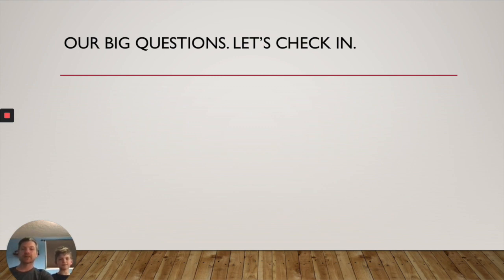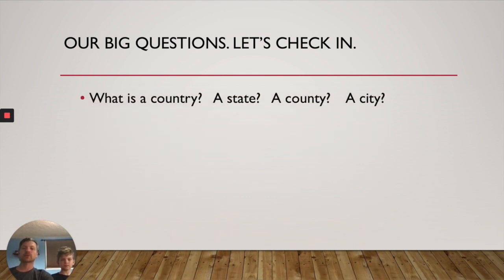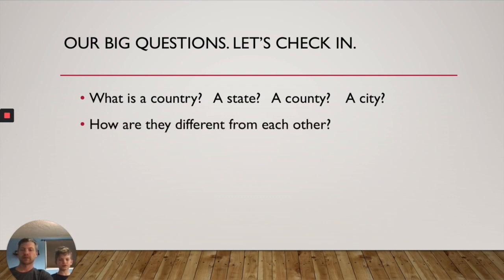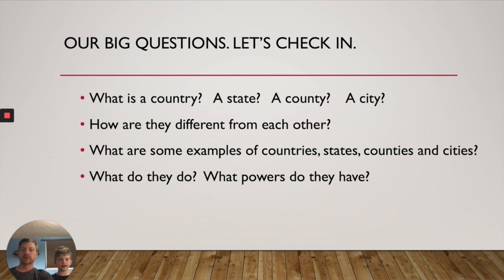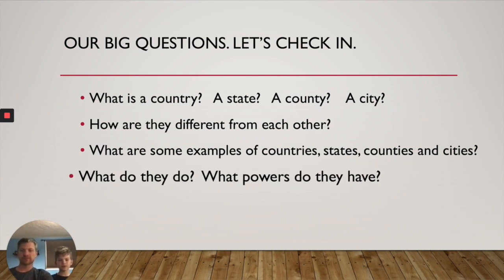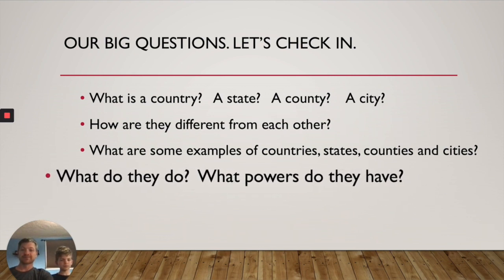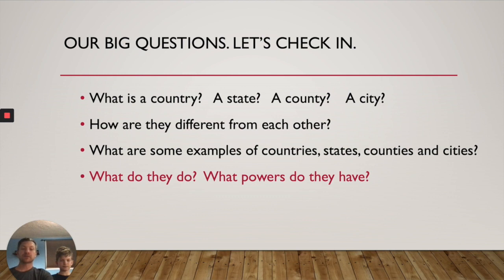All right, so let's check in back at our big questions. You want to read them? Sure. What is a country, a state, a county, a city? How are they different from each other? We've already started to answer some of those questions, right? What are some examples of countries, states, counties, and cities? We gave tons of examples in the last few slides. What do they do? What powers do they have? Have we answered that question yet? No, I don't think. We haven't, so that's why I gave a drum roll. The next part of this video will be what exactly do each of these different branches of government do, and what powers do they have?